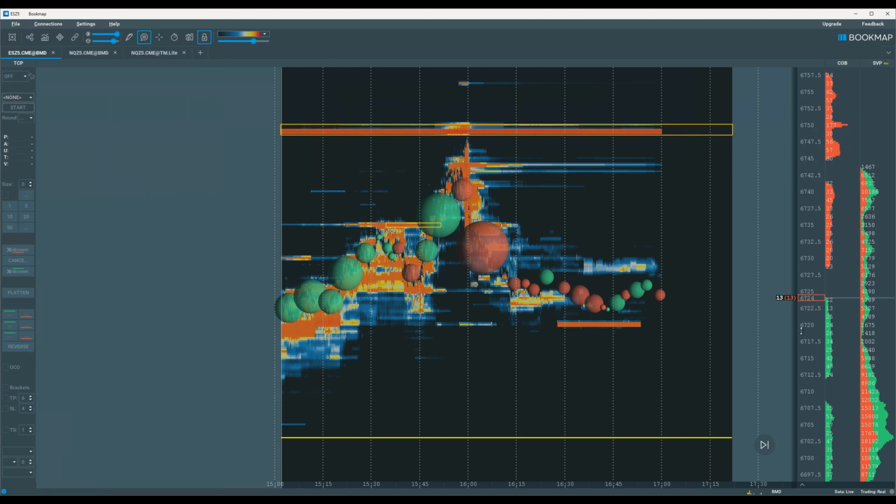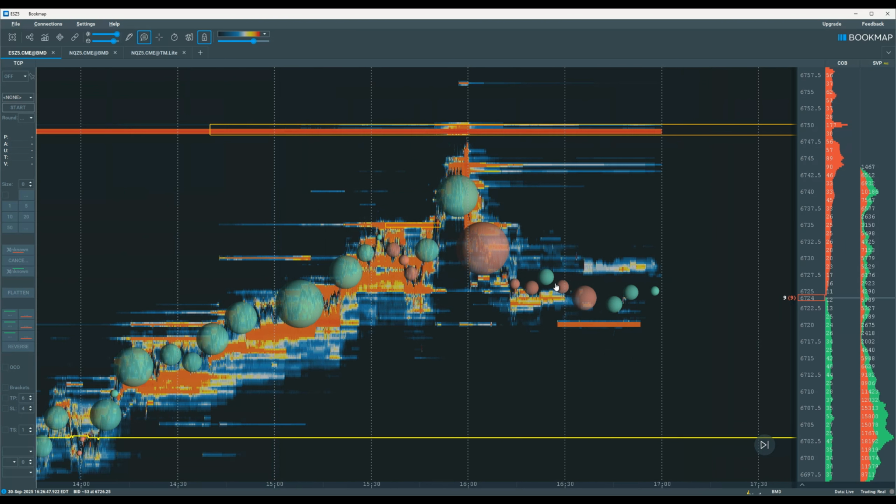And I will forever be using this when I trade. So, if you have any questions, let me know in the Discord.